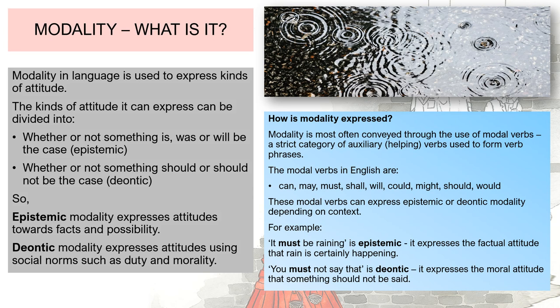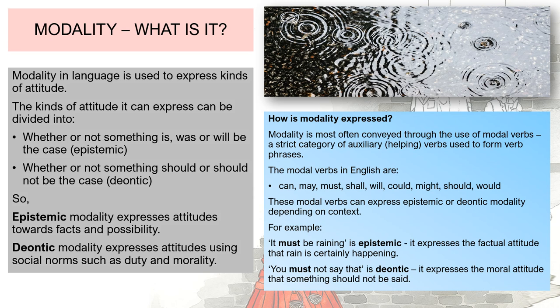Epistemic modality expresses attitudes about fact and possibility, chance, whether something will or will not be the case. But deontic modality expresses attitudes using social norms and ideas such as duty, morality, obligation. So one has perhaps a strictly factual approach, that's epistemic, and the other, deontic, has a sort of moral side to it. And this is a really important distinction for us.